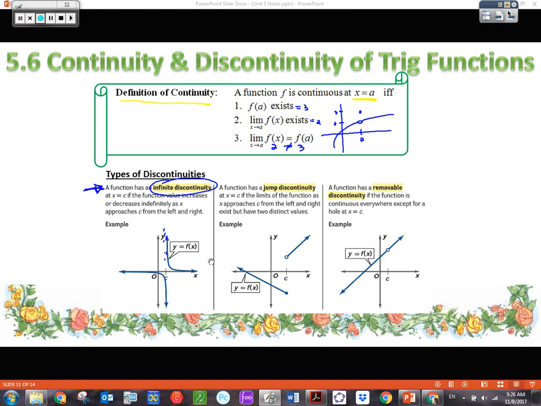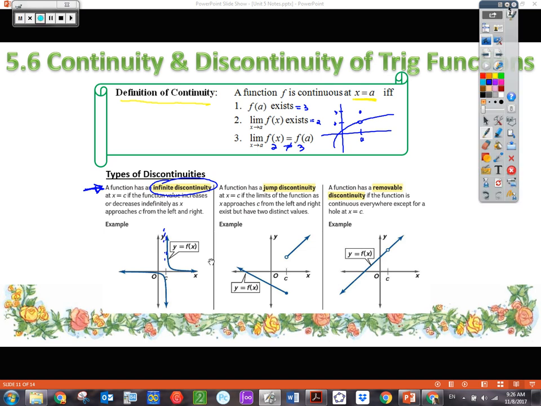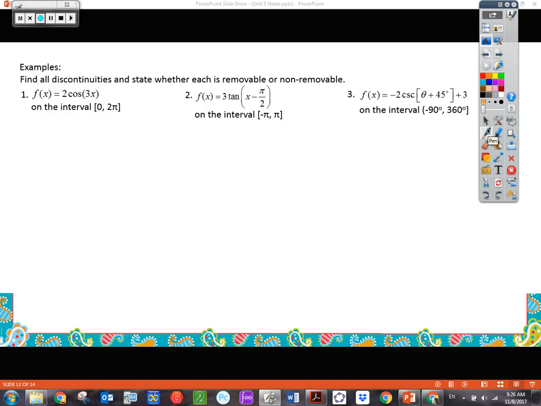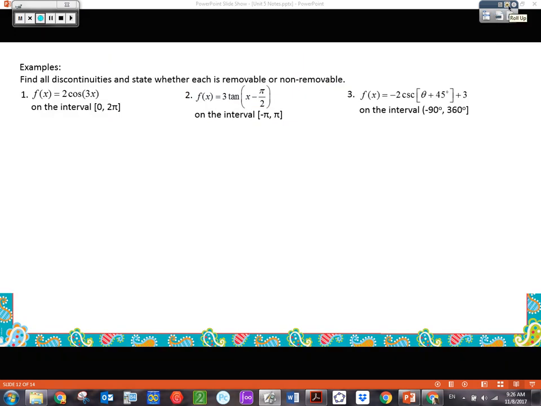Okay, so let's move to our examples. What we're going to be doing here is a bit of a review. If you liked the graphing unit, this is a great day for you. We're going to be graphing, and graphing is good practice because tomorrow we're going to be doing limits graphically. So it's a great practice.